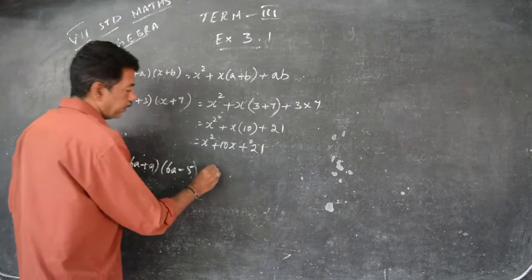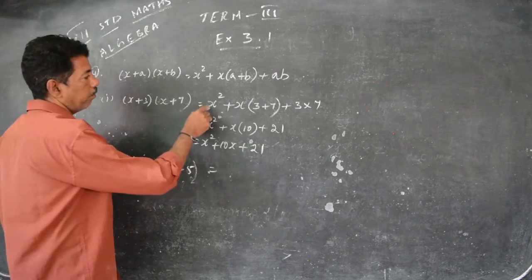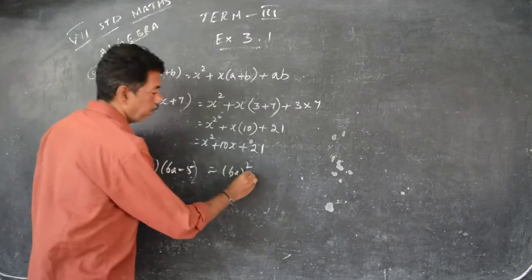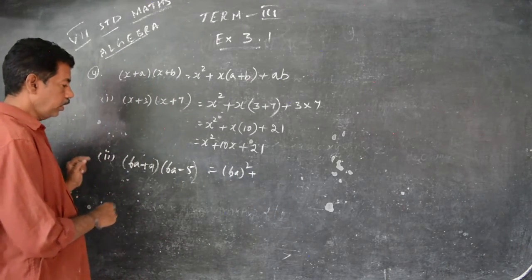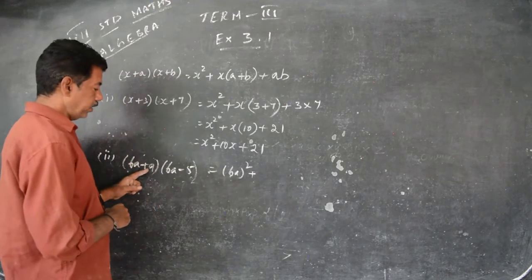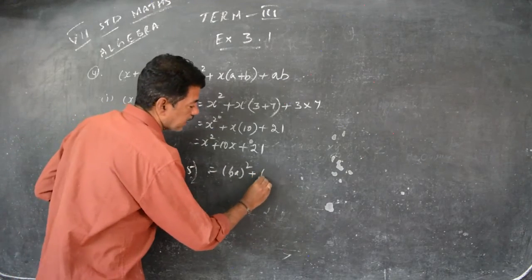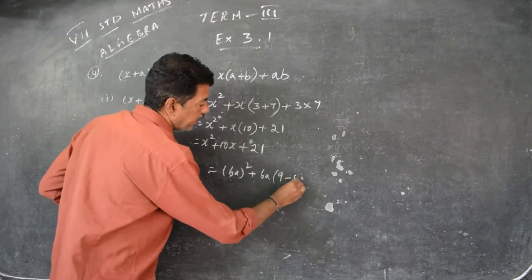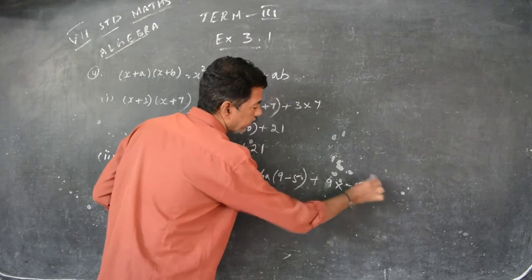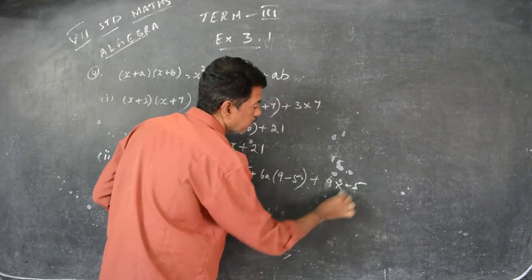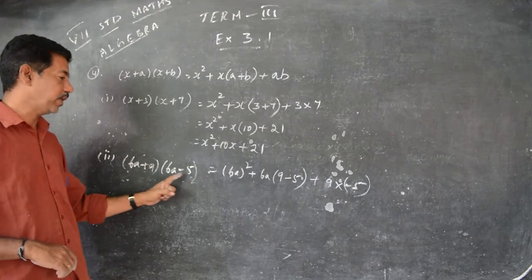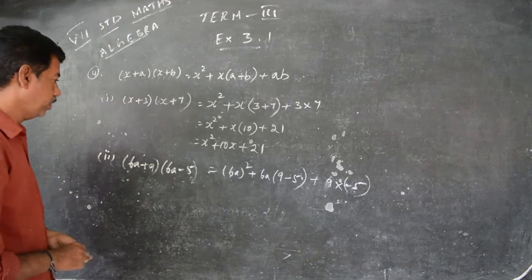Second, x is the term we need. Compare this: 6a square plus, you want to plus 2 minus 2, therefore the power. Next one: 6a plus 9, 6a minus 5. A is 9, B is minus 5, x is 6a.